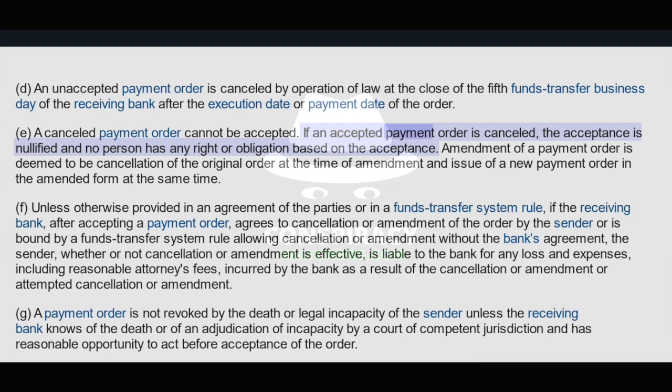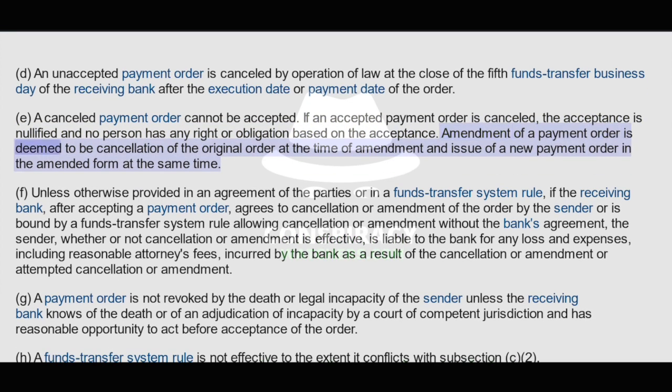If an accepted payment order is cancelled, the acceptance is nullified and no person has any right or obligation based on the acceptance. Amendment of a payment order is deemed to be cancellation of the original order at the time of amendment and issue of a new payment order in the amended form at the same time.